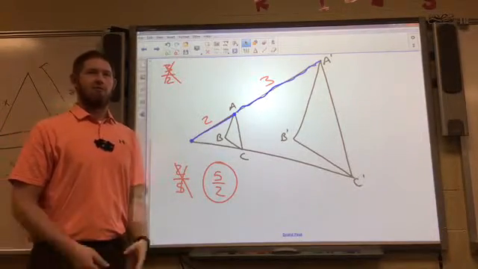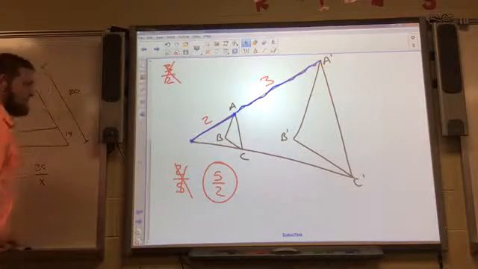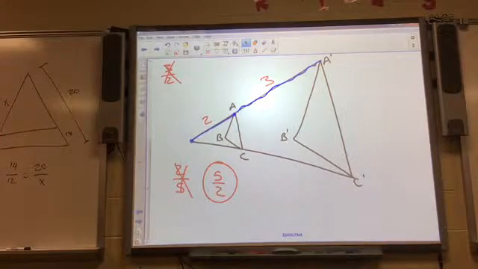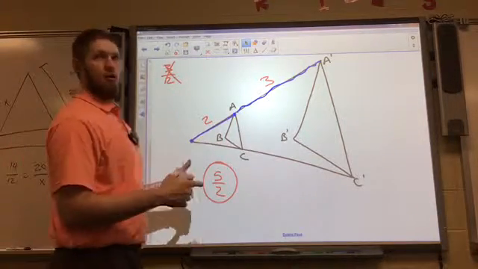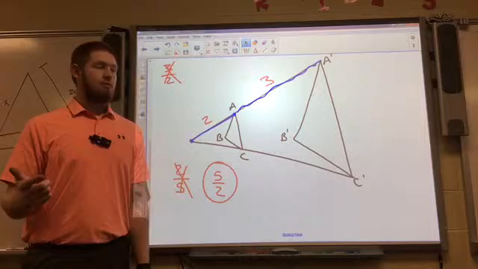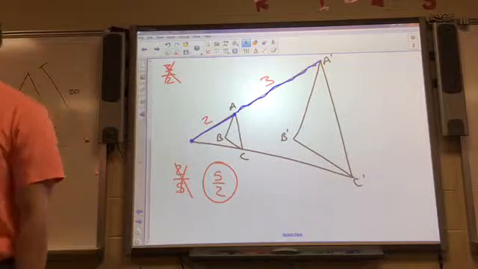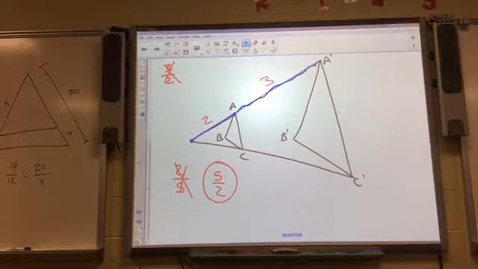Yep. Good with that, Jacob? You probably noticed that right after I started talking about it, huh? Yeah. Okay, so just be careful with that. We know that if you do a reduction, it has to be less than 1. And we know that if you do an enlargement, it has to be greater than 1. Okay. So let's take a look here.